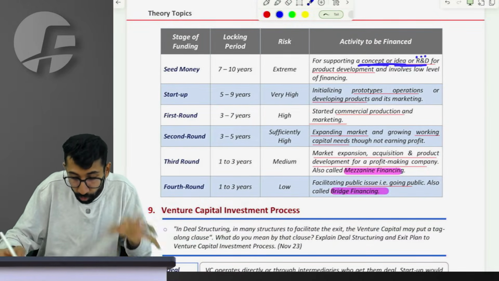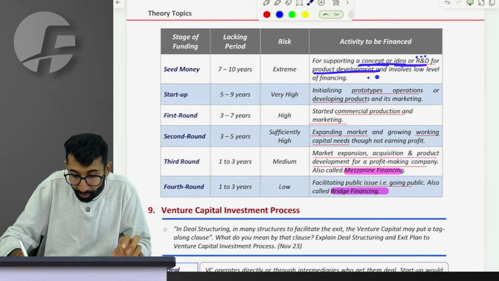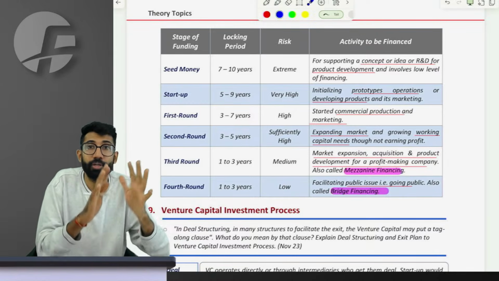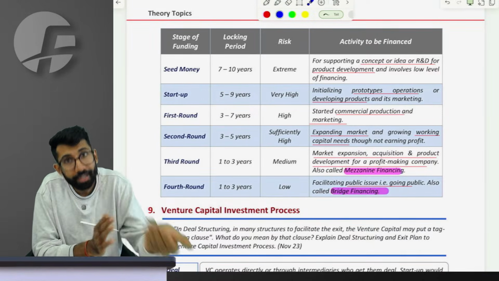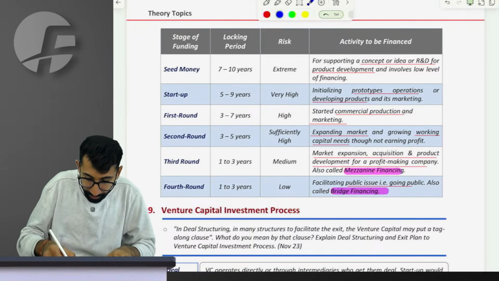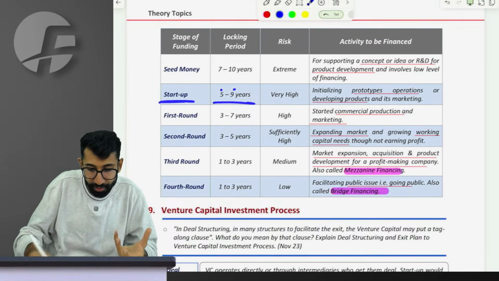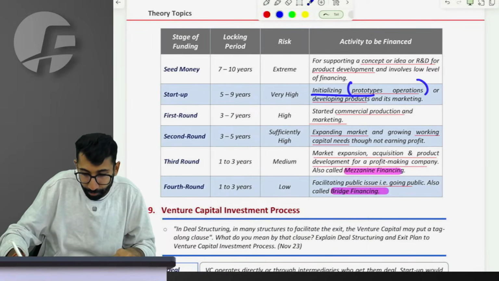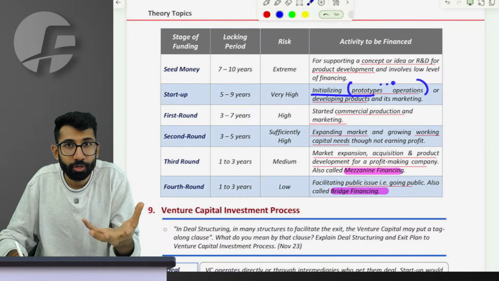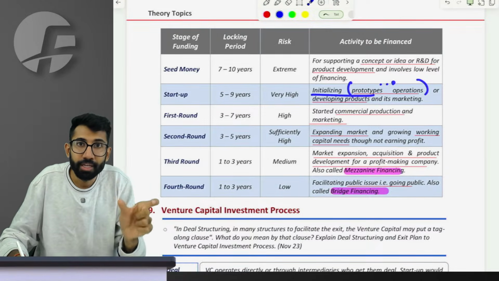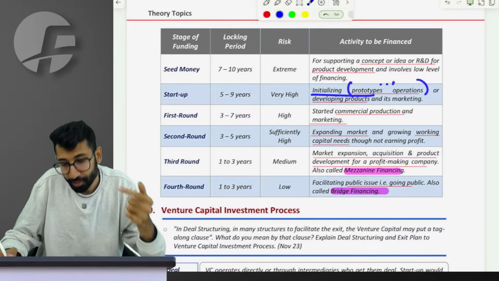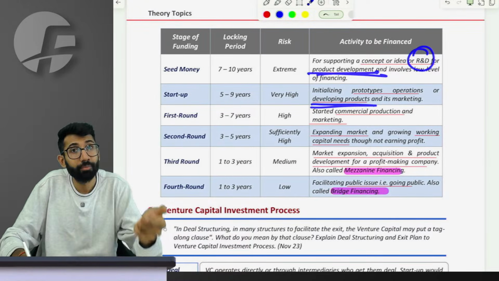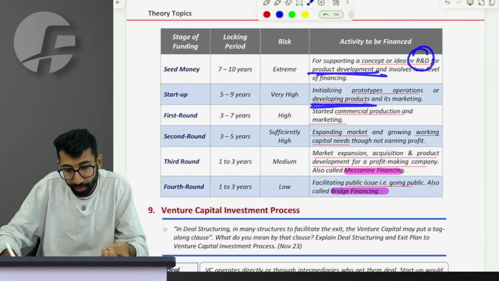You first have to do research and development for the product, which involves very little financing, because that is just to research whether this product will work or not, whether it can be created or not. That is the research phase. Then the startup phase, where the investment period is 5 to 9 years, and the risk is also very high. Sir, it emphasizes prototype operation. Prototype operation means not the actual operation, but a similar, smaller scale operation to figure out whether it can work or not, or basically to develop a product. Here you start to develop the product and then market it.